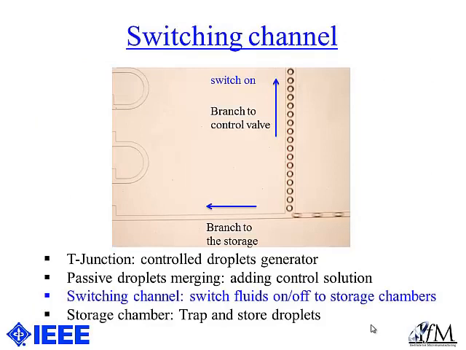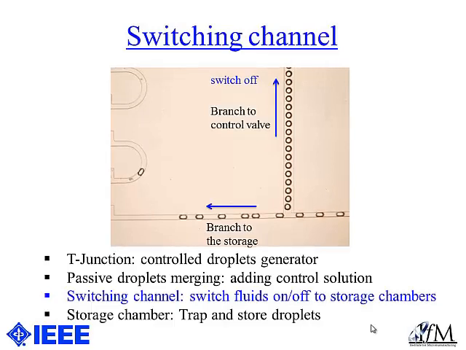Those photos show how the switching chambers work. By carefully designing the flow resistivity, when we switch on these switching chambers, all the non-uniform droplets and bubbles will flow towards the switching channel like this. But when we can generate uniform droplets, we will switch it off. And after that, all the uniform droplets will flow towards the storage chamber like this.